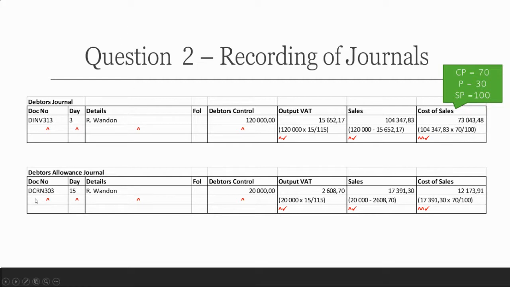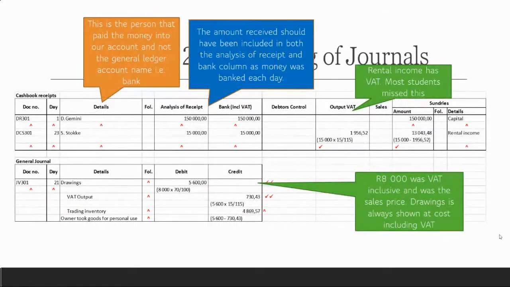Then debtors allowance, you would have filled in exactly the same information as the other one. So your document number, the day, the details was R1 then. Your debtors control amount was 20,000 and you would have applied the information exactly the same. Now for returns, they won't give you the markup percentage again. You apply the same one you've applied to your debtors journal. So that is just something to remember. Now if we move on to the cash book receipts, you would have had two entries there.